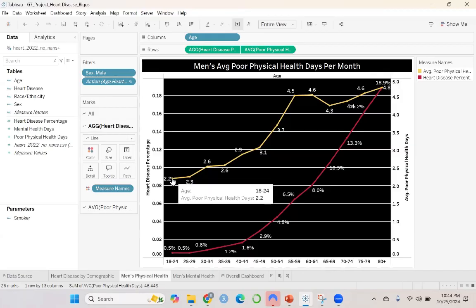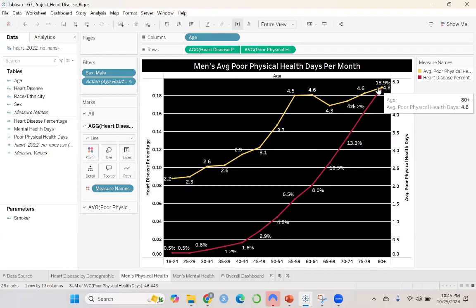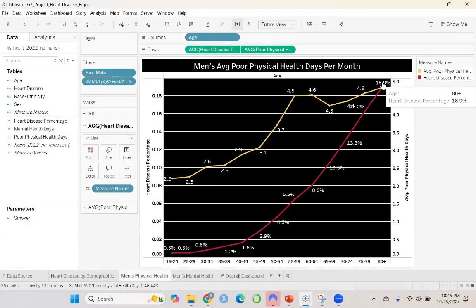So on average, I'll explain this line real quick. This is the average poor physical health days for men of all of the categories. And as you can see, the average is lower for a lower age and increases with age, kind of to be expected. Now this line basically shows the same percentages that the bar chart shows. As you can see, 18.9% for 80.